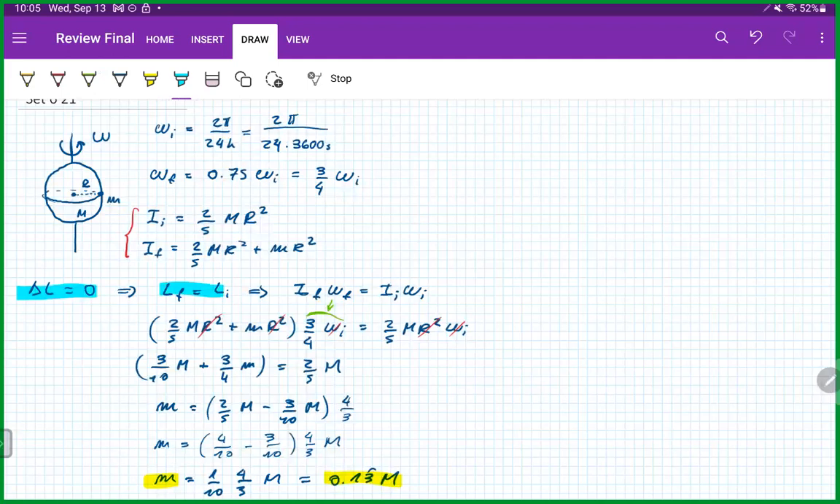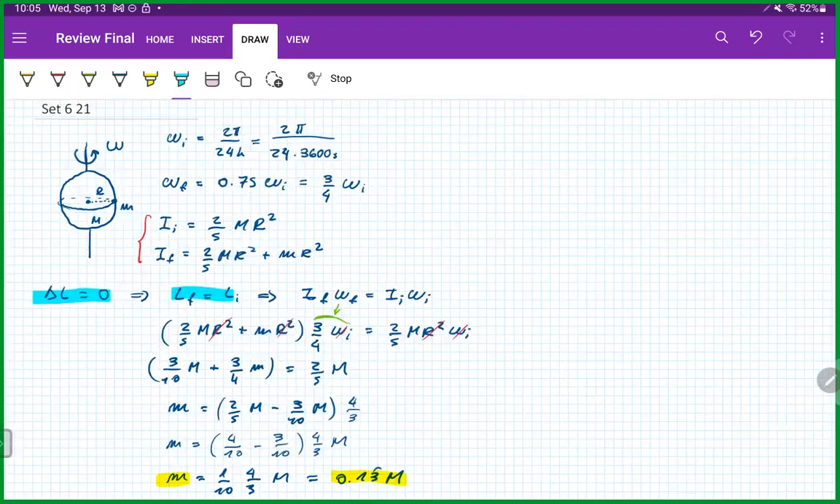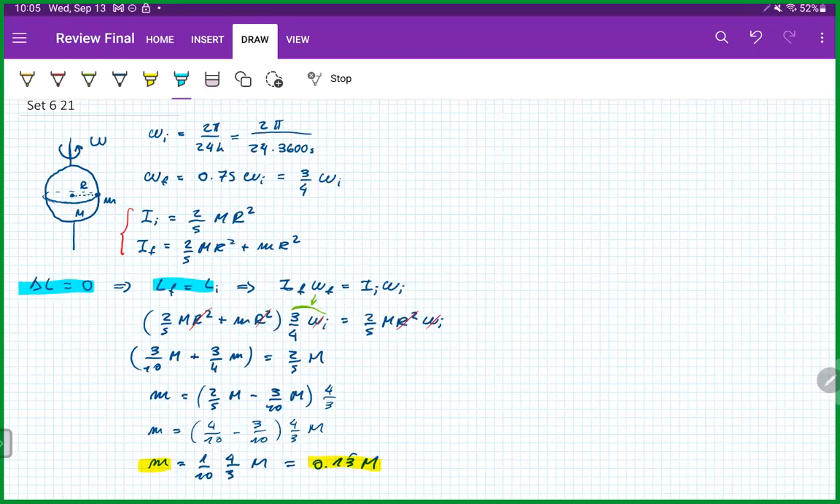All right. Any questions about this one? This is a nice application of the conservation of angular momentum.